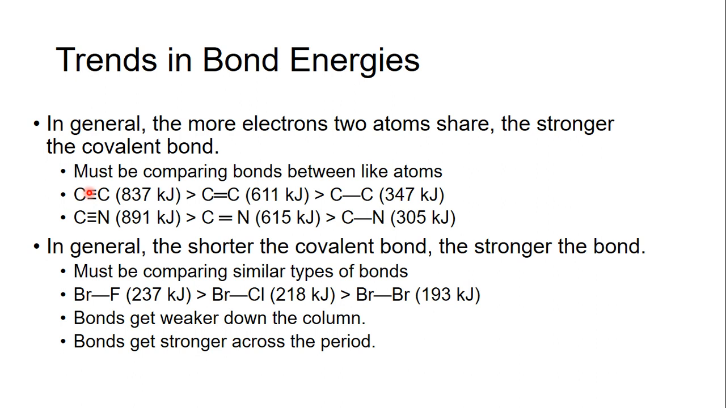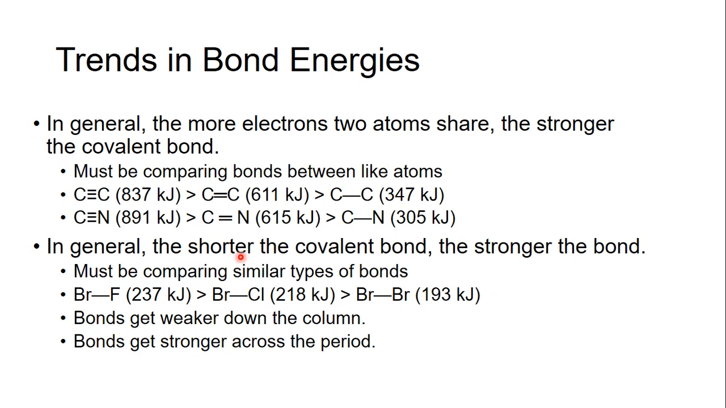Now, there are some very simple trends in bond energy that we can look at. First, if you're looking at bonds between like atoms, triple bonds are harder to break than double bonds, which are harder to break than single bonds. That is, it takes more energy to break these. So if you look at the CC compounds and the CN compounds, we see that trend hold all throughout.